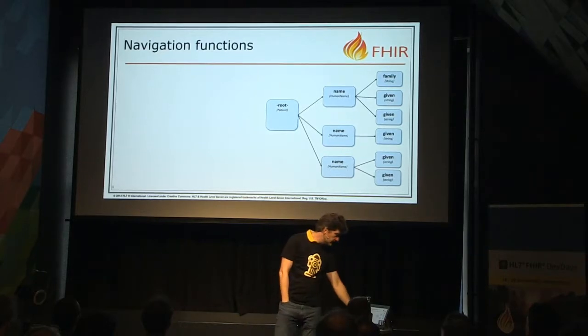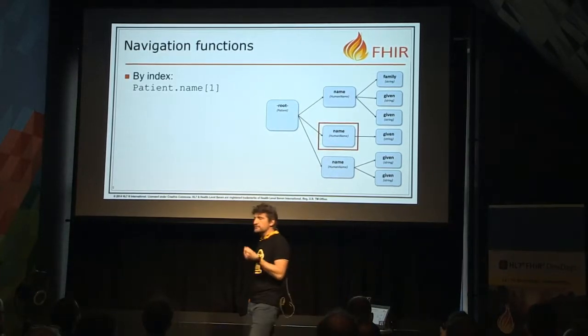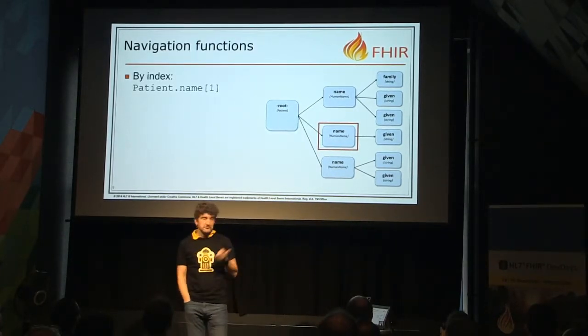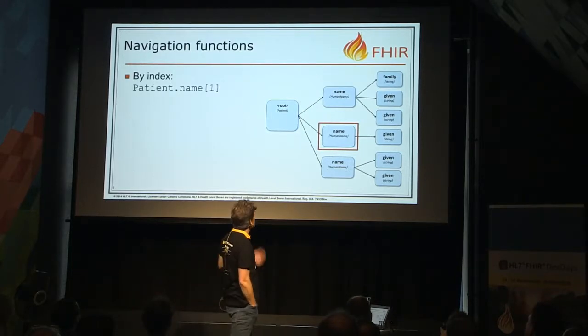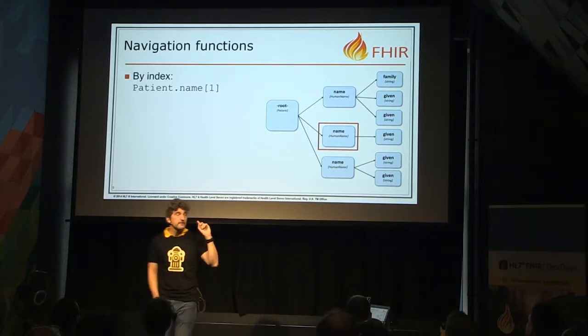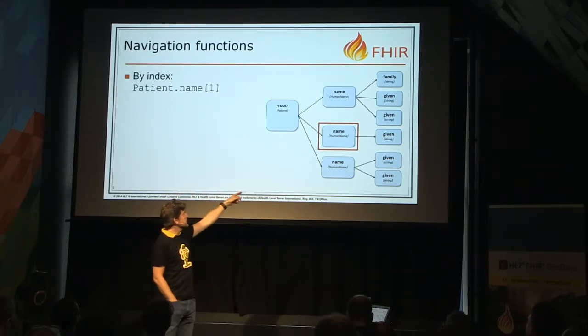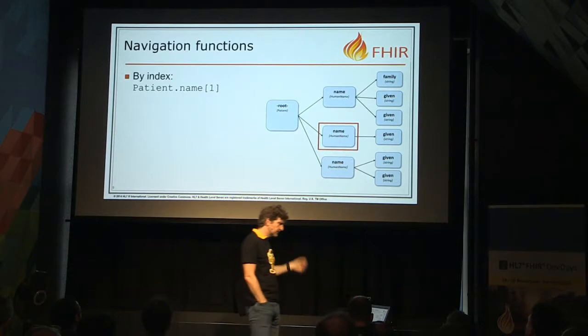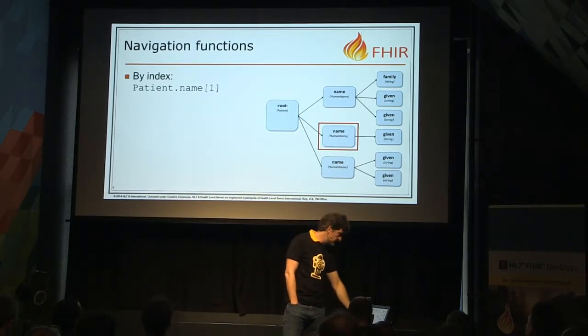There's other ways too. We can navigate by position, if you're really sure what the position is. I don't think that happens a lot, but you could do it. We're zero-based. That's the only reason why I'm showing you this. Patient.name[1] is selecting the second name. Depending on your language background, that might freak you out or feel totally natural.